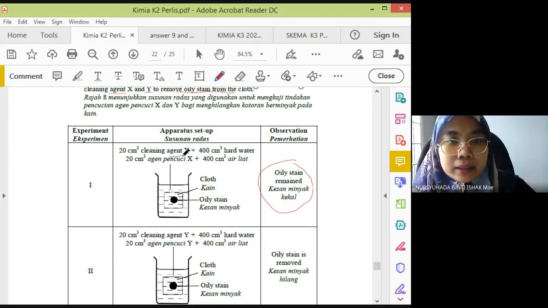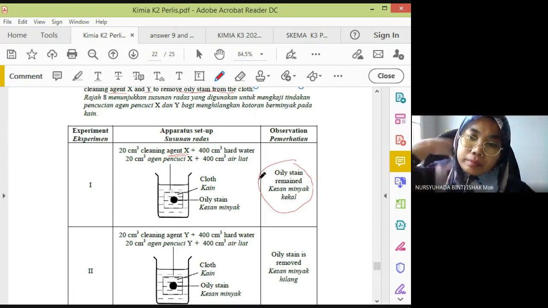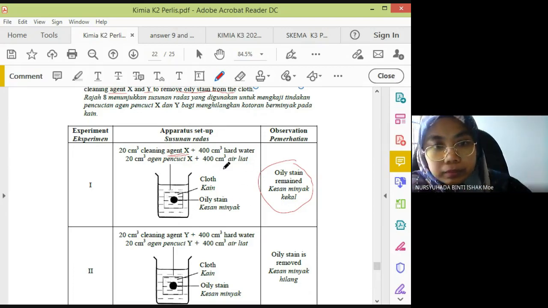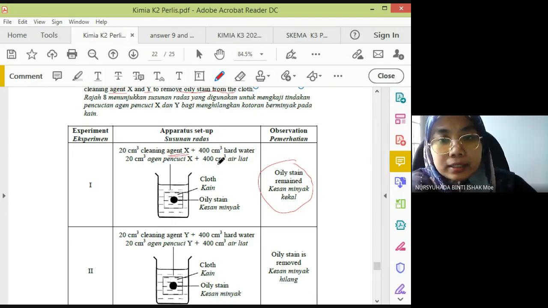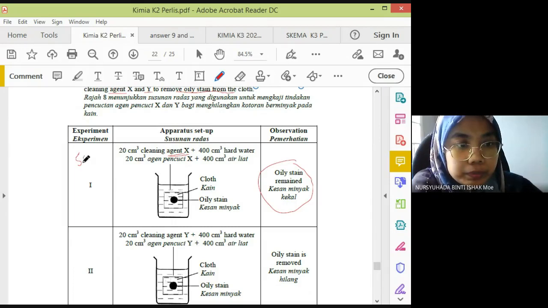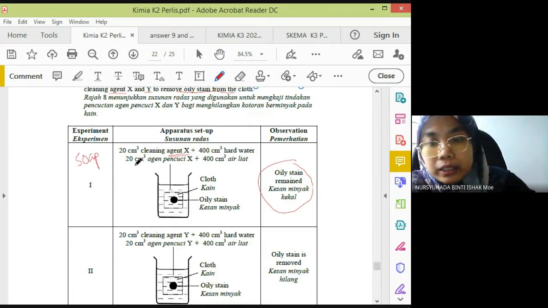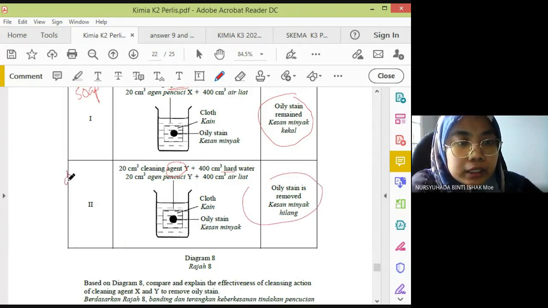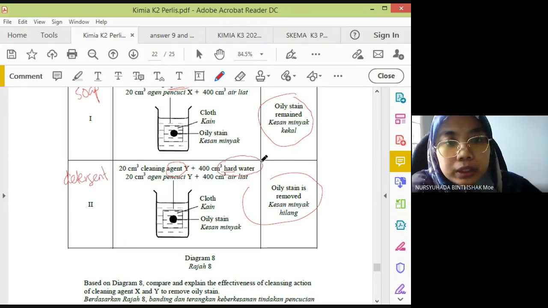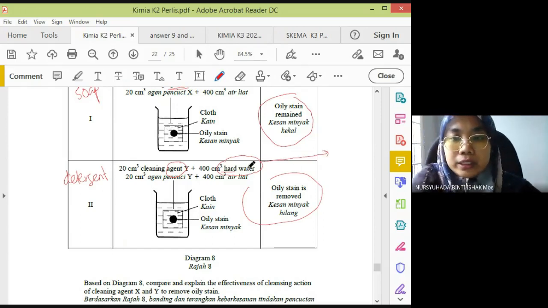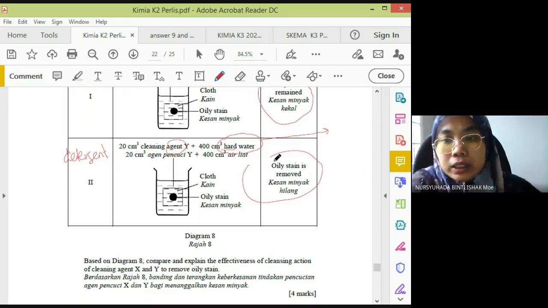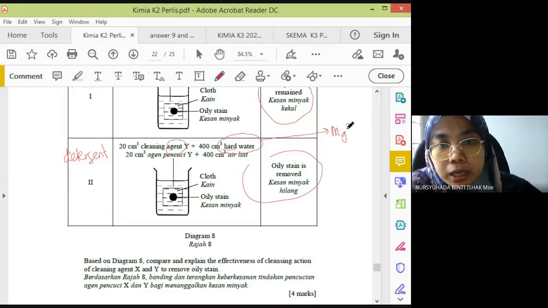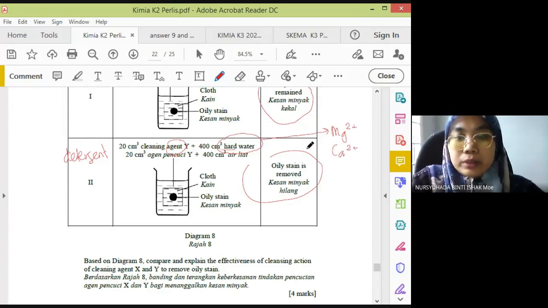So agak-agak what is agent X? Anyone respond what is agent X? So very good. Then experiment 2, cleaning agent Y in hot water, all stain removed. So this one is detergent. Okay guys, apakah ion that contain inside the hot water? Ada 2 ions. Very good Puiman, Mg2 plus and Ca2 plus. Very good Zarik.